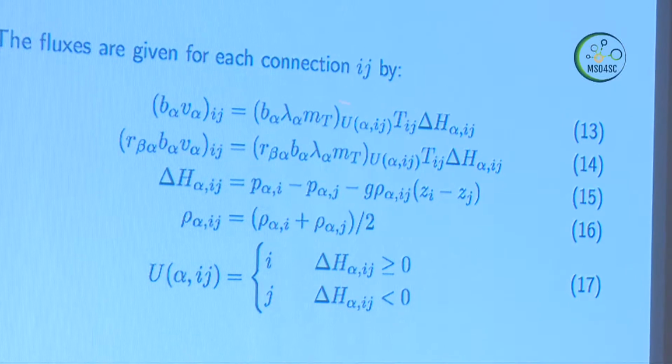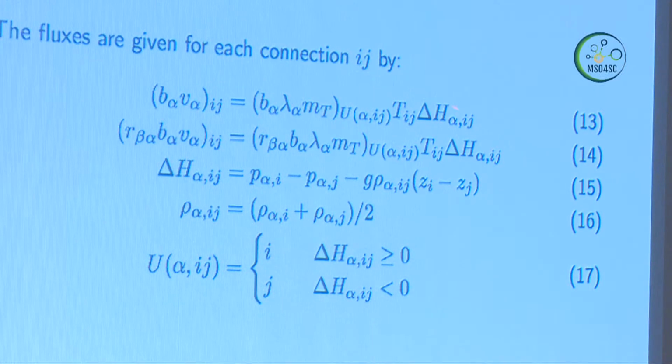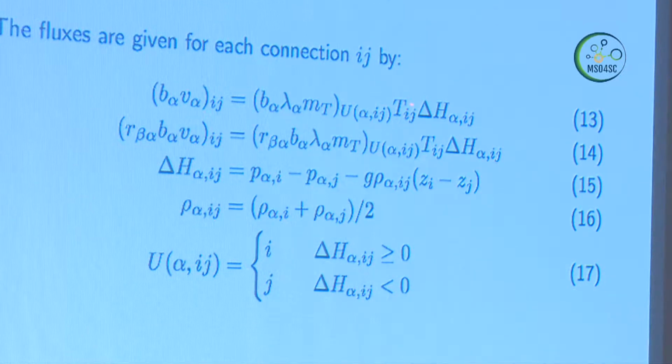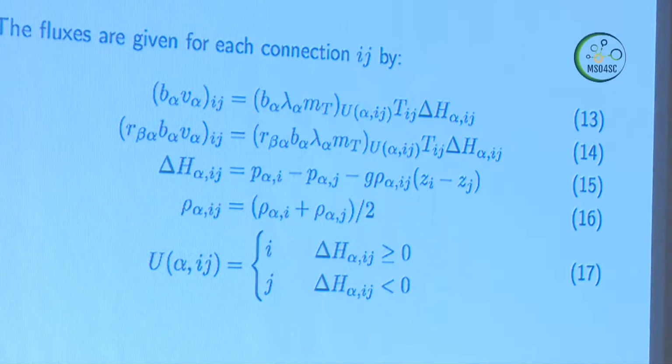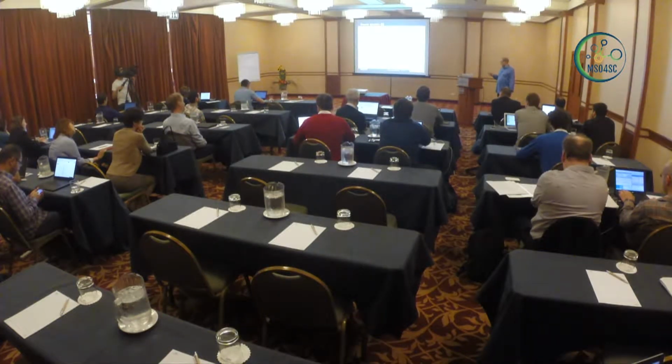But the fluxes for each connection ij between cell i and cell j are given by using something called Tij here, which is the transmissibility. So this is the 2-point flux approximation. It basically says that the flux between two points is given by the difference in some potential times the transmissibility. I'll skip this. I put it mostly in here as a reference if you're curious later.